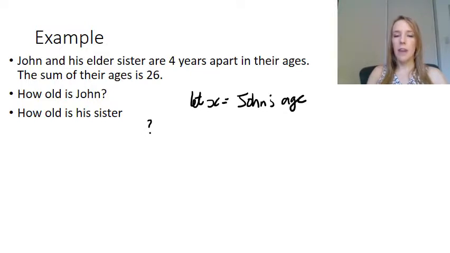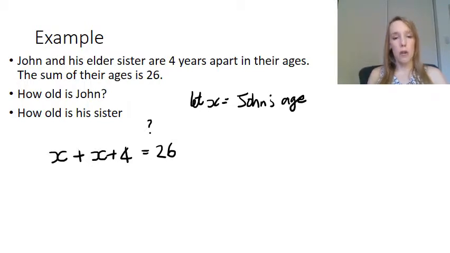So the next thing we have to do is write an equation. John and his elder sister are 4 years apart in their ages. So that means John is x and his sister would be x plus 4 because we know she's older, so we're adding years on and it says 4 years apart. And the sum of their ages is 26. So sum means addition. So John's age plus his sister's age, which is John's age plus 4 more years, equals 26.